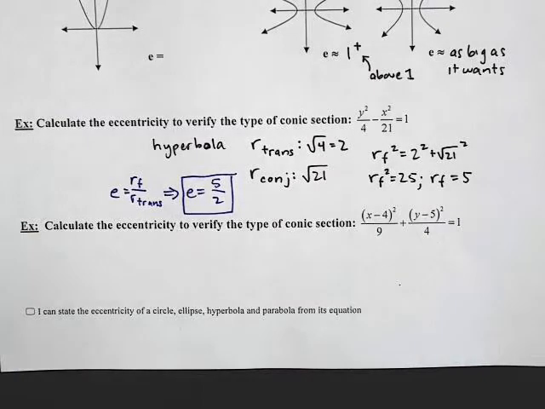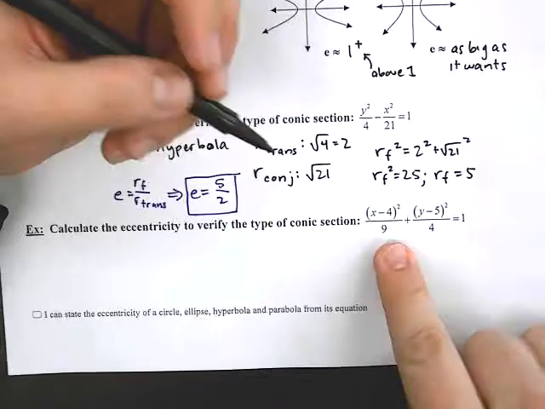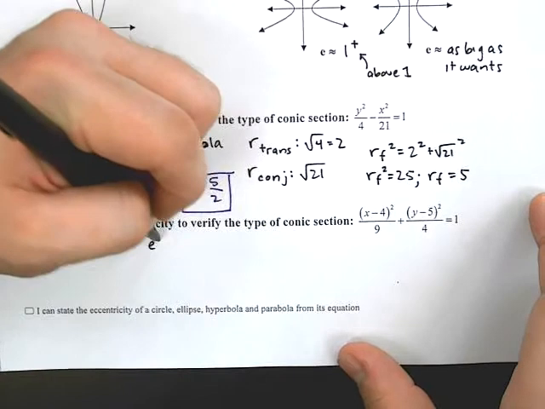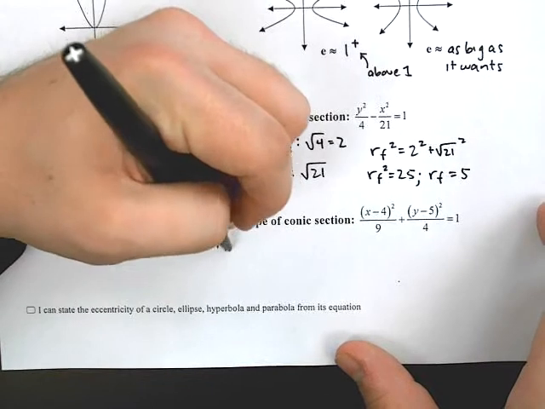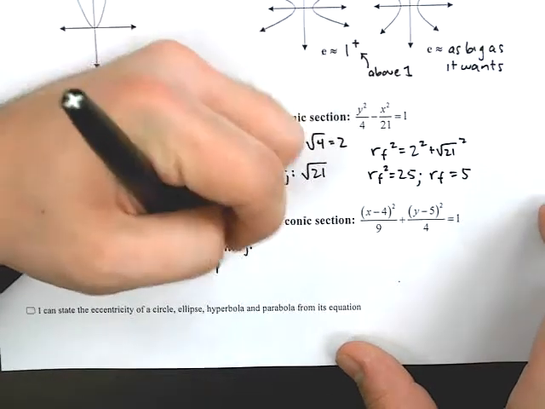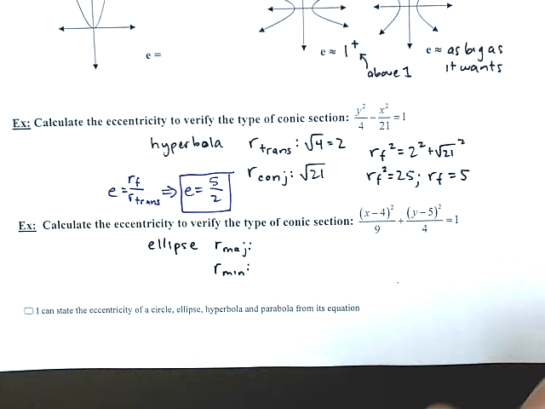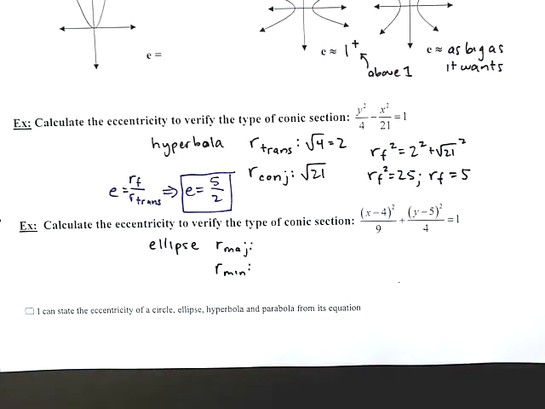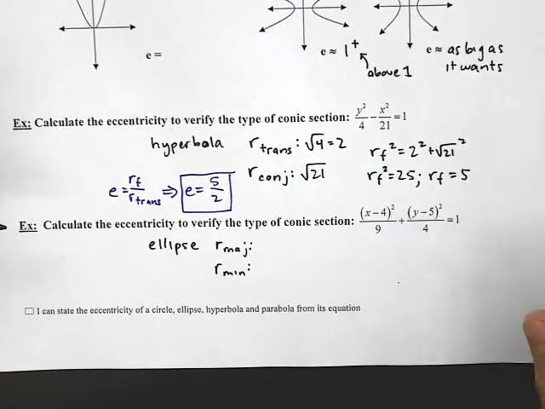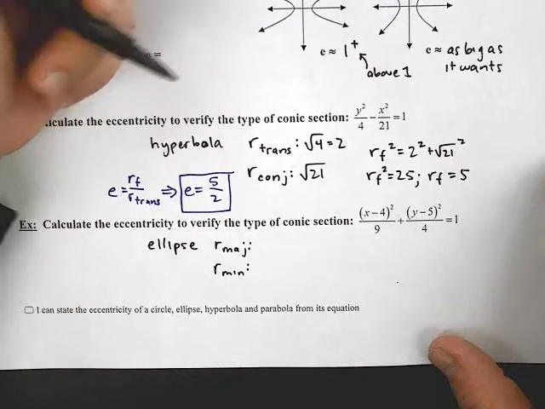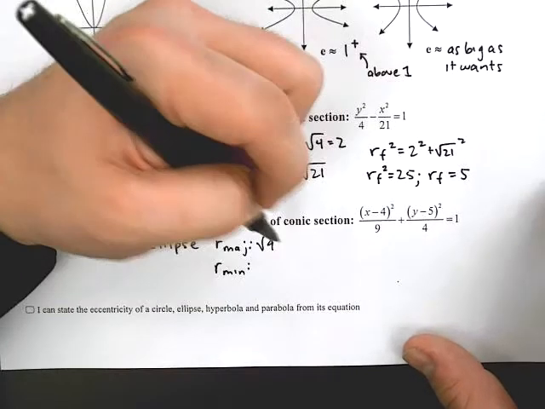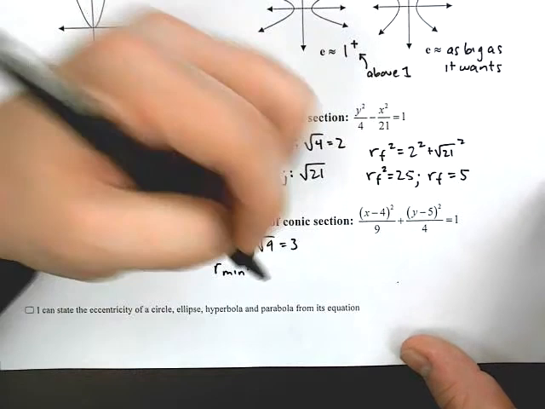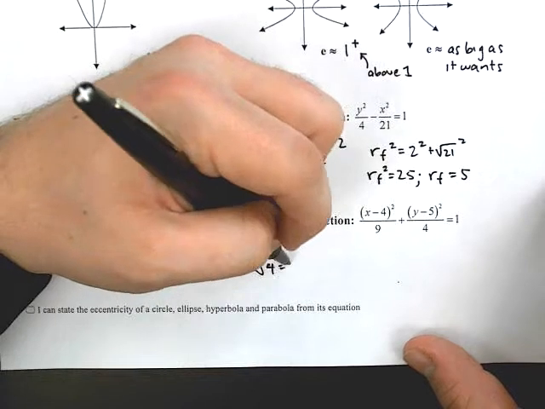Alright, now in this last one, I'm seeing addition, which tells me it's an ellipse. So now I have r major and r minor. Well, the major is just the bigger radius. And it looks like if I have a 9 and a 4, well then my major is going to be square root 9, or 3. My minor then will be square root 4, or 2.